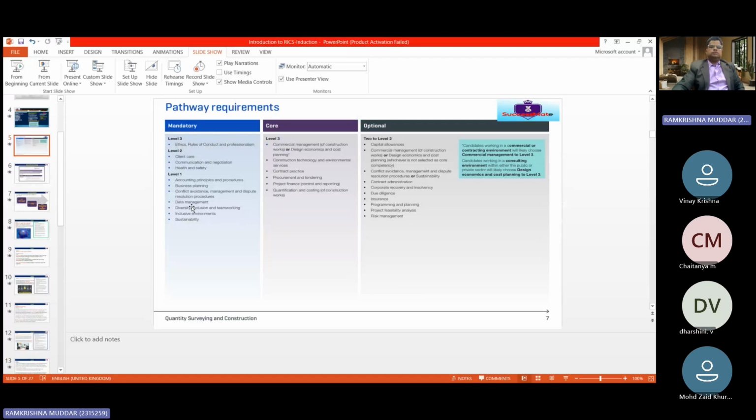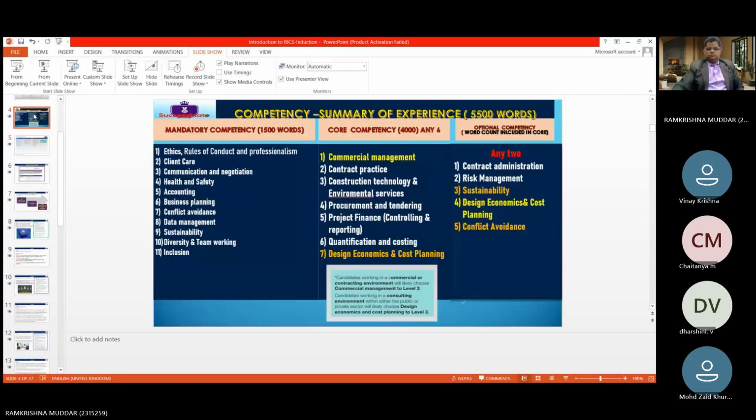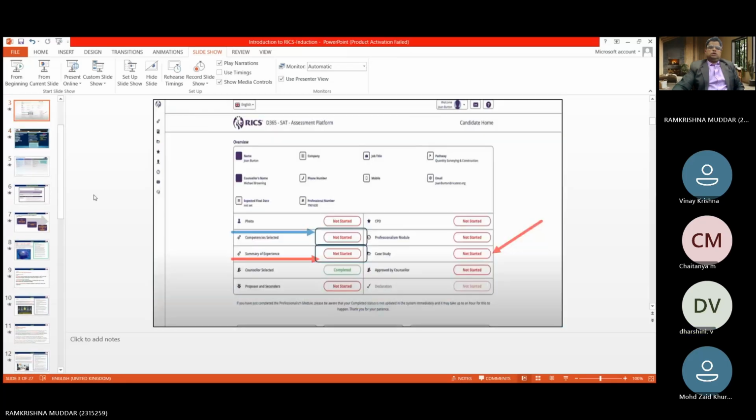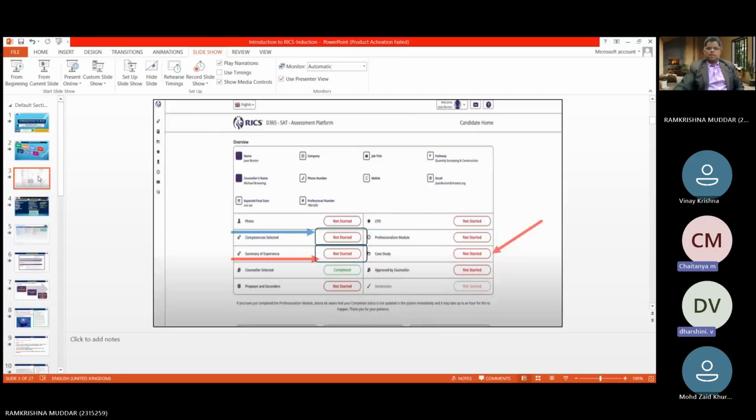These are only level 1. This is very nice. Within one day we can finish all this. Sir, can you go to the first slide? This slide, yeah, this one.